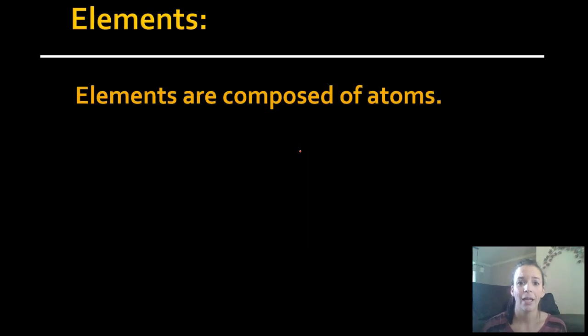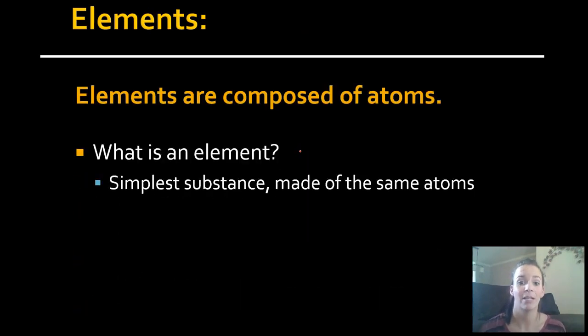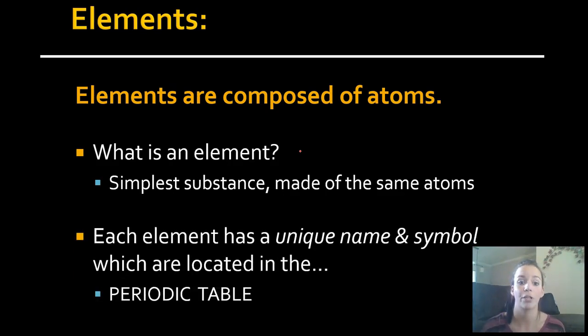So elements. Elements are composed of atoms. What is an element? Simply put, it's the simplest substance that's made of the same atoms. You're probably familiar with lots of elements: carbon, oxygen, nitrogen, hydrogen. Those are all elements, and they all have a name and a symbol, which is usually one or two letters, and they're located in the periodic table.